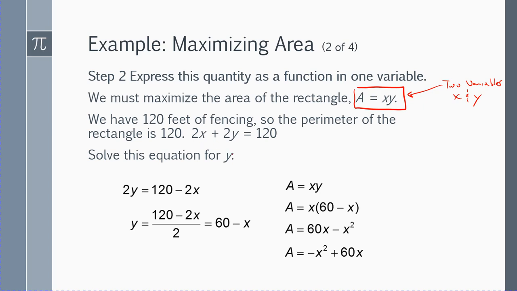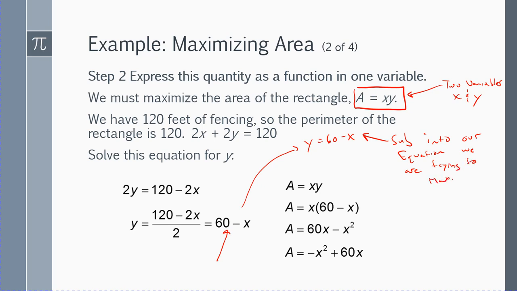So you're going to take this constraint equation and solve for y, so you get y by itself. You subtract the 2x over, you divide by 2, and it's just 60 minus x. So y is equal to 60 minus x. Now substitute that in our equation we are trying to maximize. So now the area is equal to x times 60 minus x.